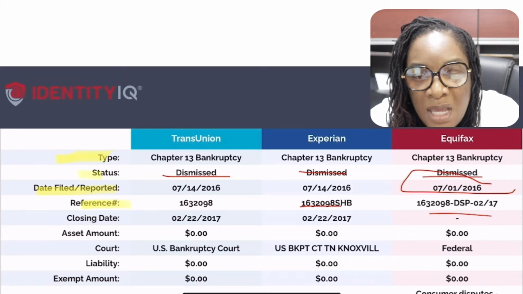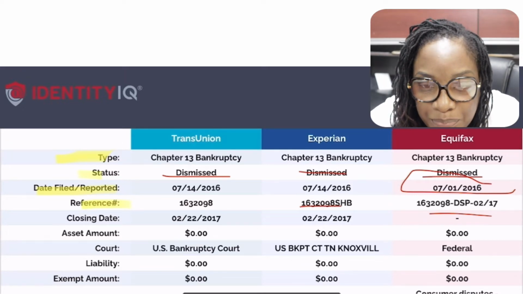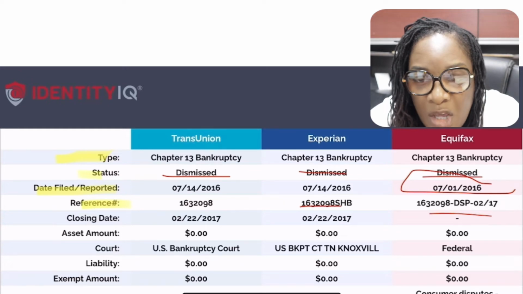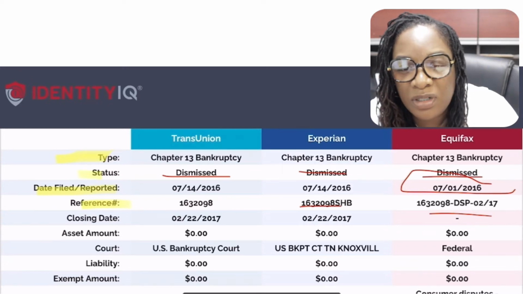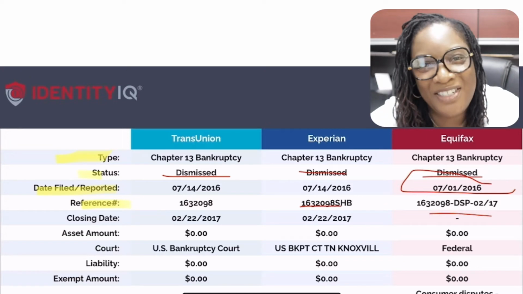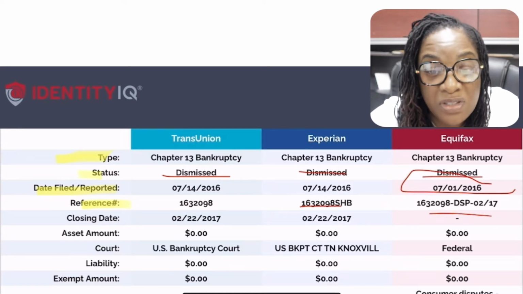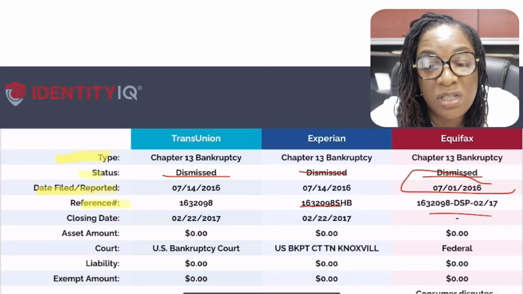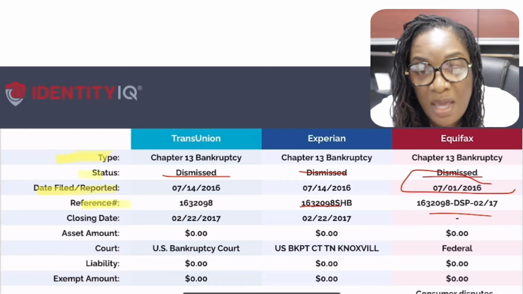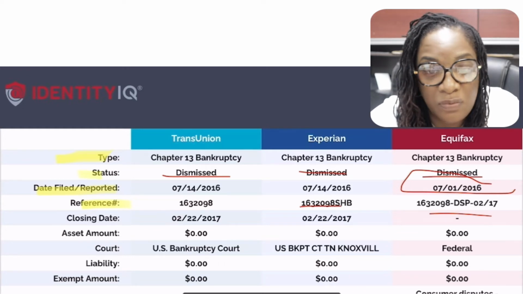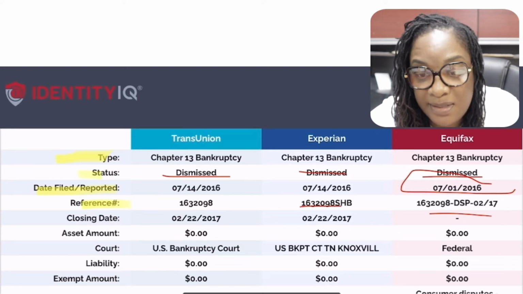I'll tell you this: Experian and Equifax, they always seem to report extra verbiage, if you will, with their reference numbers. TransUnion, it's usually just the number, nothing extra. And I guarantee you, when you look on your credit report, if you're viewing for the reference numbers, you'll see it's exactly like this.